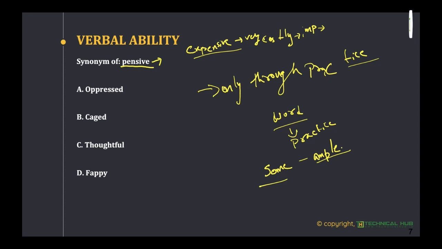Pensive means, how do I say, which helps others to improve. For example, today I have given you the session on DXC part 2. Oh, the session is very pensive. That means it helps us to improve. Then the synonym of it is thoughtful. It's a thought-provoking session. So pensive means thoughtful. That's a direct synonym.